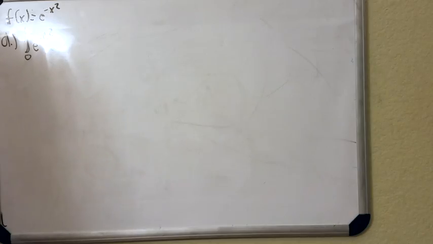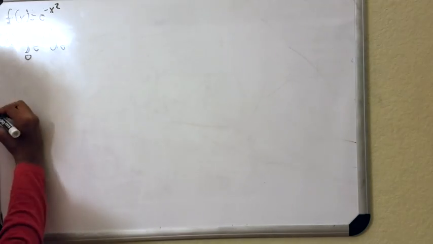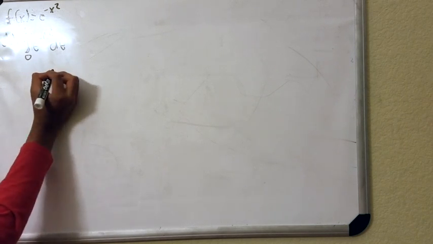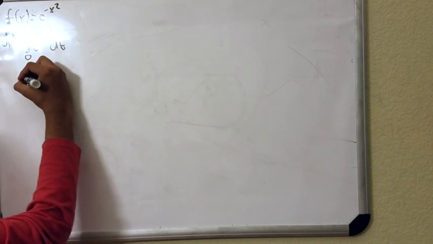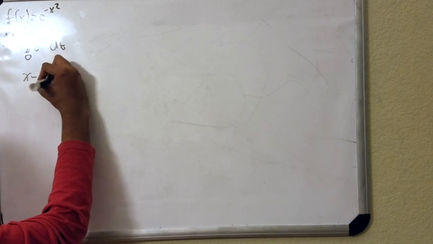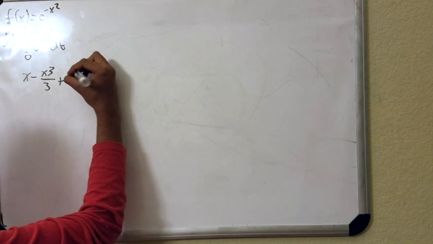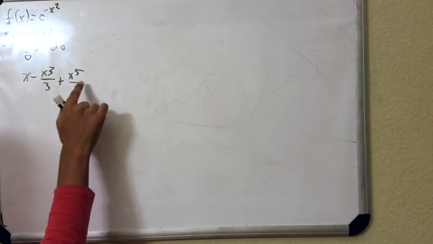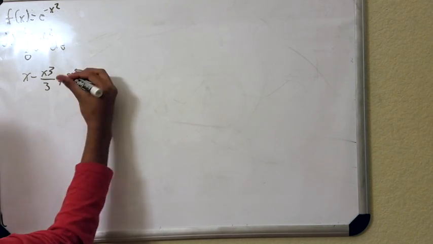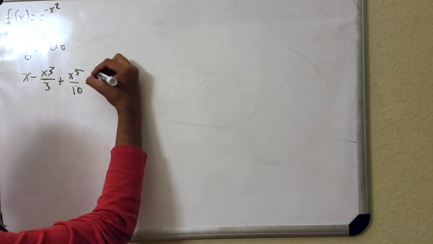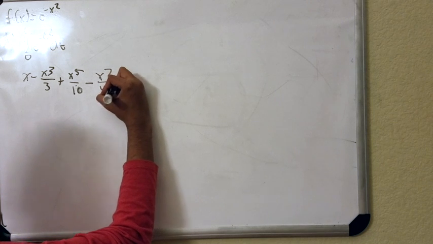So we have to realize that we need to use the 3rd term of the representation we found in part C. In the first part of part C, we found that the representation of this was x minus x cubed divided by 3 plus x to the 5th over 5 times 2 factorial, which is just 10, minus x to the 7th over 42.